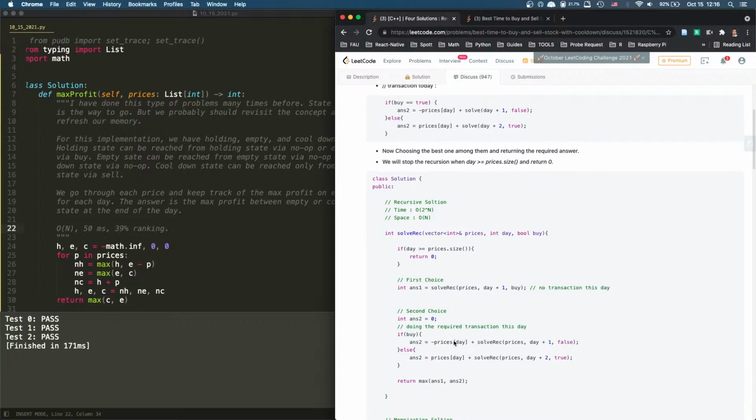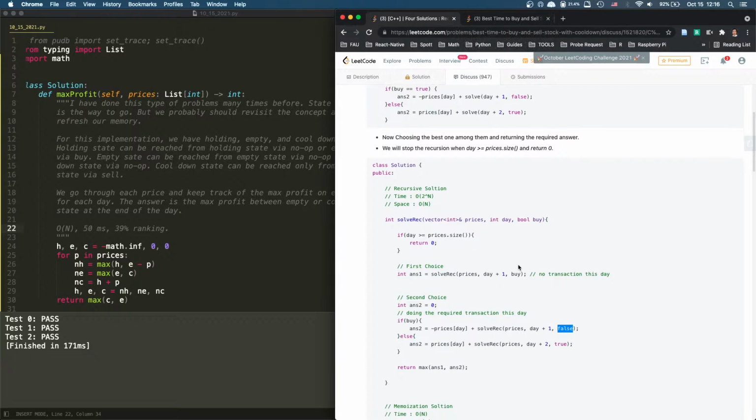Second choice, we can say, do the required transaction of this day. If it's buy, it's gonna be minus, then we do the next day, why it's gonna be false. We can keep buying. Why is it false? It's only one sell, right? Wait, where's the cooldown then? Where's the cooldown?